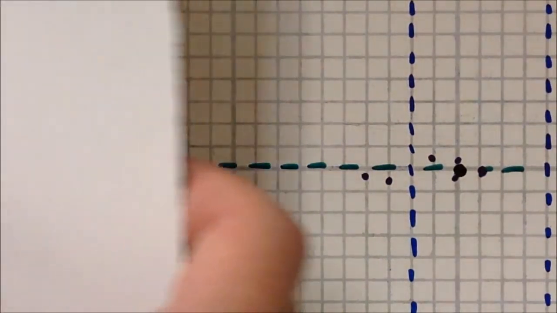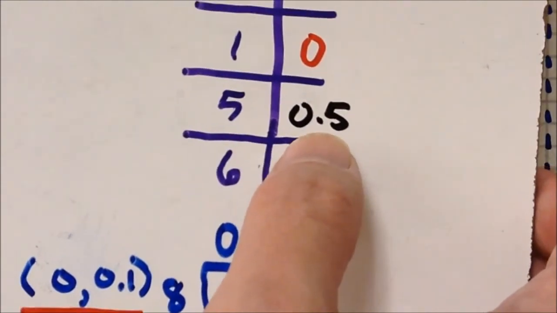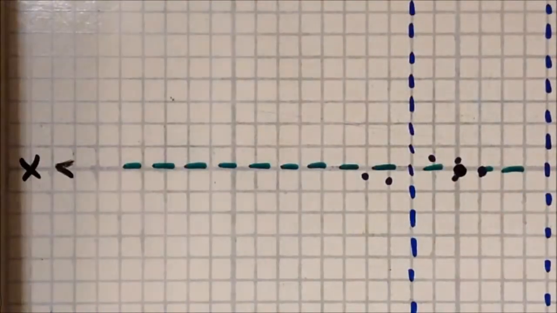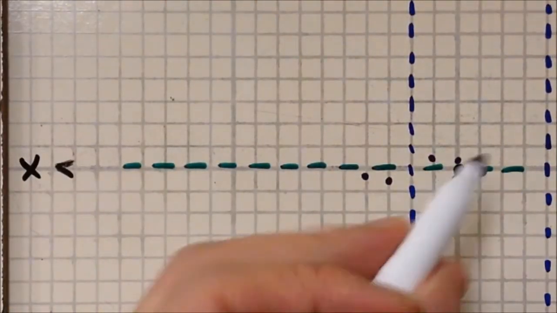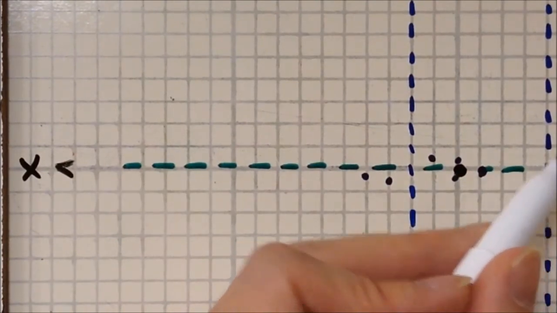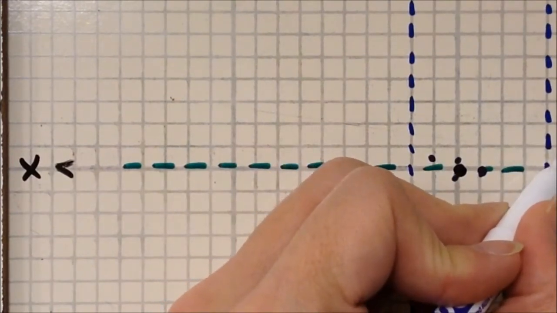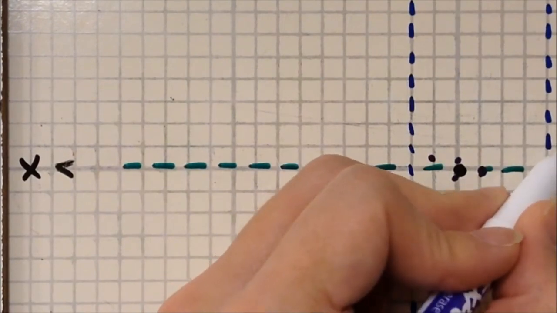Alright. Now next we're going to do 5 and 6. So 5, comma 0.5. So 1, 2, 3, 4, 5. At 5, I'm at 0.5. So that means I'm going to be up here, halfway between 0 and 1.